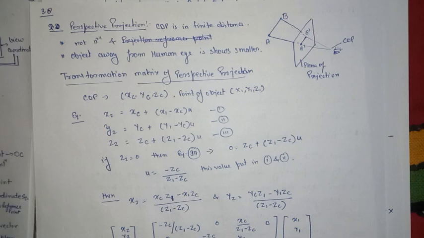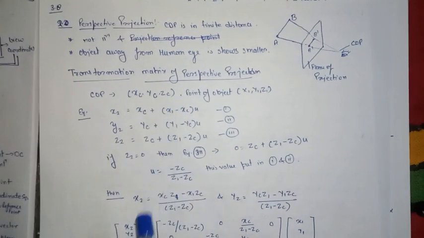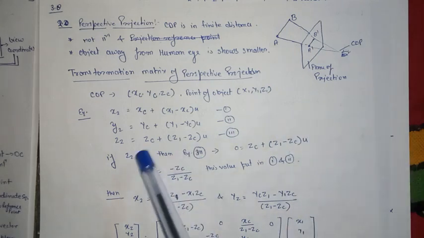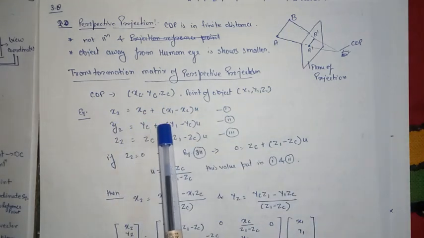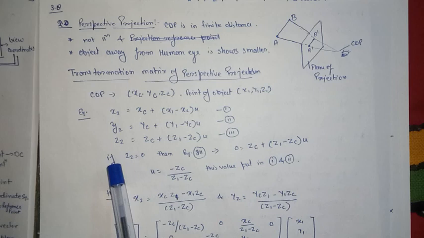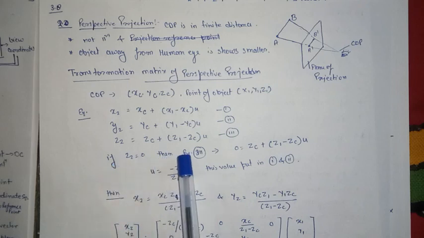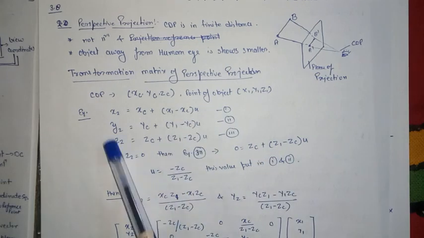Here we have to understand the transformation matrix of perspective projection. The center of projection has coordinates xc, yc and zc, and the point of the object is x, y and z. According to these, we have three equations: x2 is equal to xc plus (x1 minus xc) times u, y2 is equal to yc plus (y1 minus yc) times u, and z2 is equal to zc plus (z1 minus zc) times u.